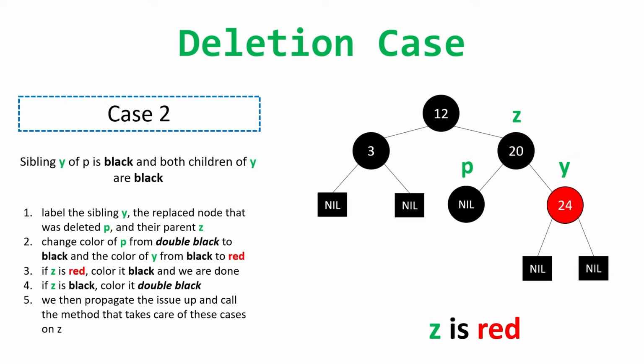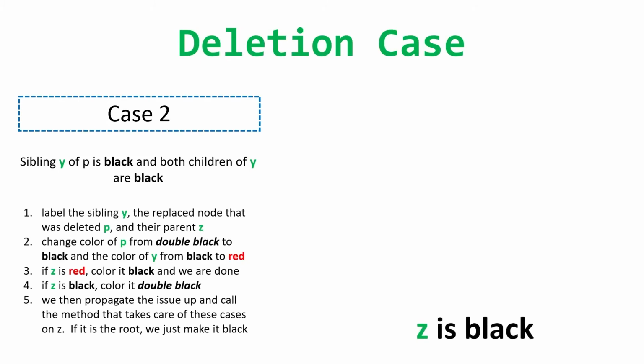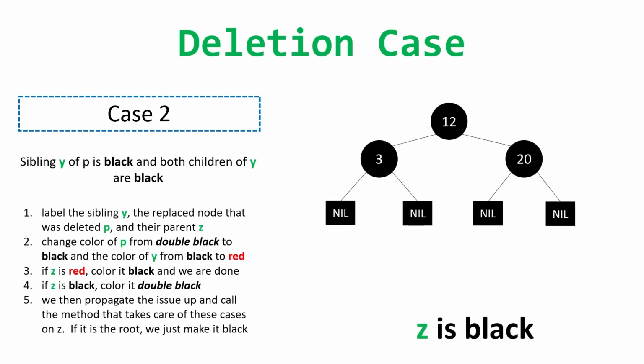Because now every external node here, all 5 null nodes, if you go up to the root, all our paths have 3 black nodes. We're done. This is when Z is red. The other subcase for case number 2 is when Z is black. Let's go ahead and delete 20. This is a black node, and we're also replacing it with, or promoting it with another black node, which is the null node. Let's go ahead and do that.